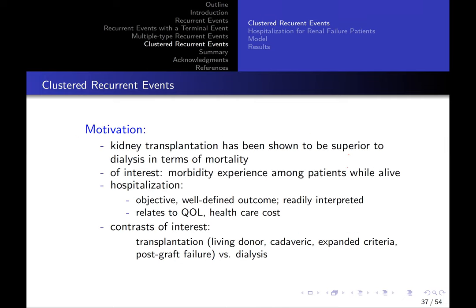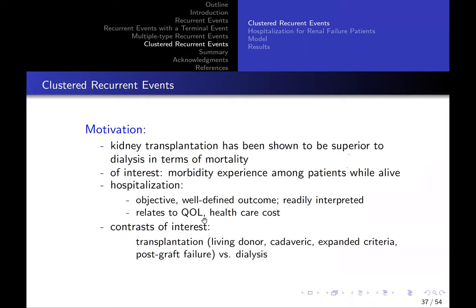The motivation for this type of study is a paper published by Cai and Schaubel. Cai was my thesis advisor. She has developed a lot in this area. The motivating problem for this paper on renal transplant came because it involved a multi-center trial. The main interest is the morbidity experience among those renal transplant patients. How often do these patients get hospitalized when they are alive, okay?